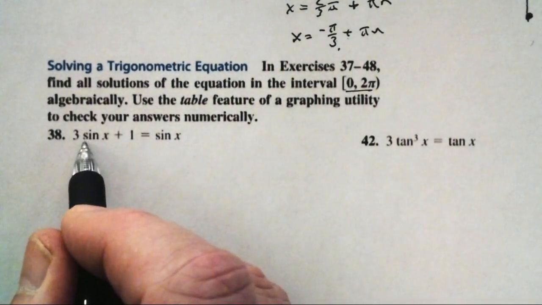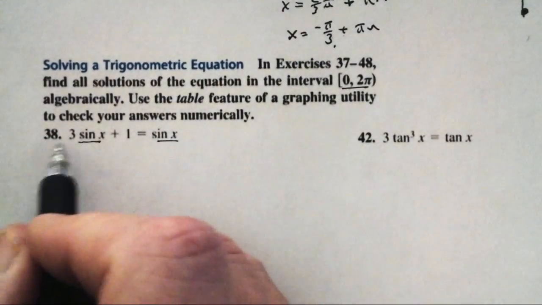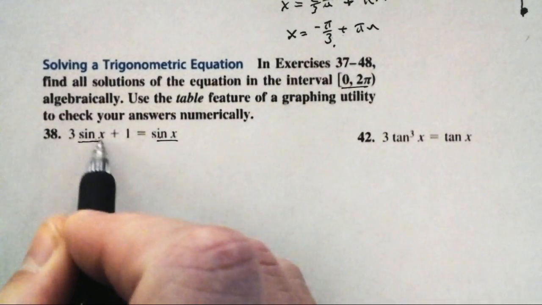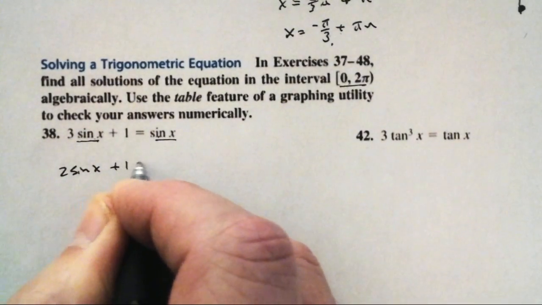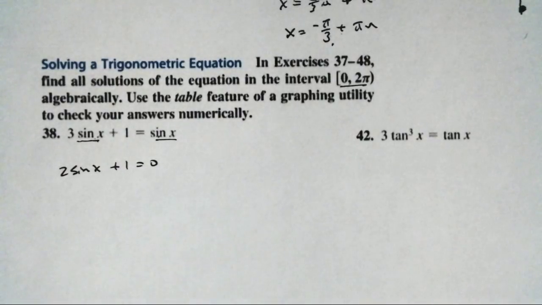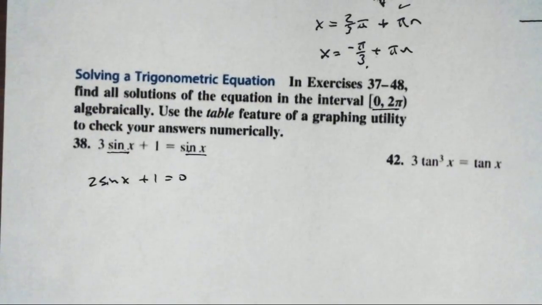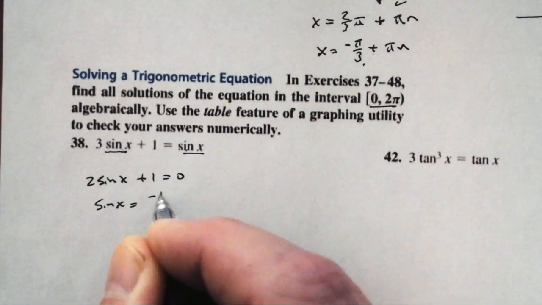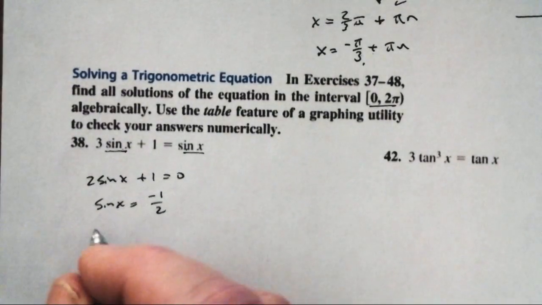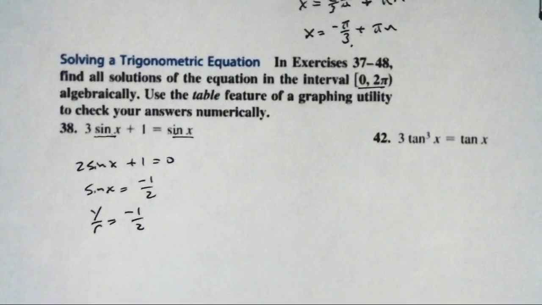Okay. If this was plain old x and this was plain old x, I'd group my x's on one side. So I've got 3 sines. I'm going to subtract this sine across and get 2 sine of x plus 1 equals 0. And I just turned problem 38 into a problem like 30, 34, 36. Solve for sine. This says when is sine of x equal to negative 1 divided by 2. That's when y on r is in ratio -1 to 2.